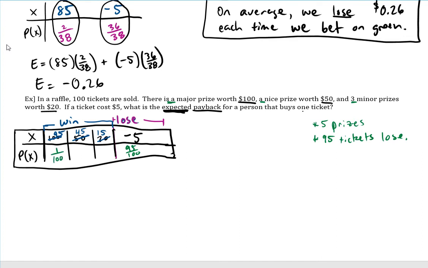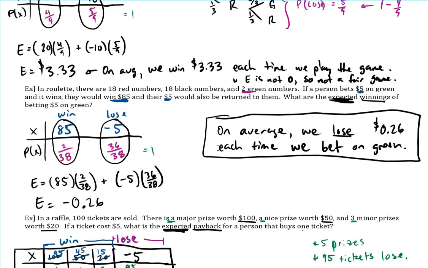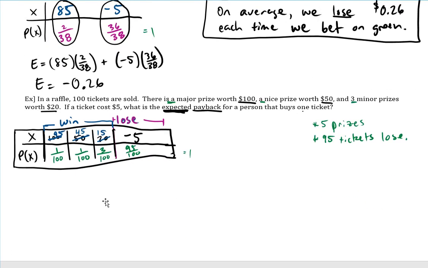There's one major prize. You have a 1 out of 100 chance to win it. There's one nice prize, so you still have a 1 out of 100 chance to win it. And then there are 3 minor prizes, so you have a 3 out of 100 chance to win one. Notice that these need to add up to 1. That's a quick way to check it. These do add up to 1, and so did they in the last video. I didn't mention that there, but these probabilities should add up to 1. I'm just showing it in green real quick.